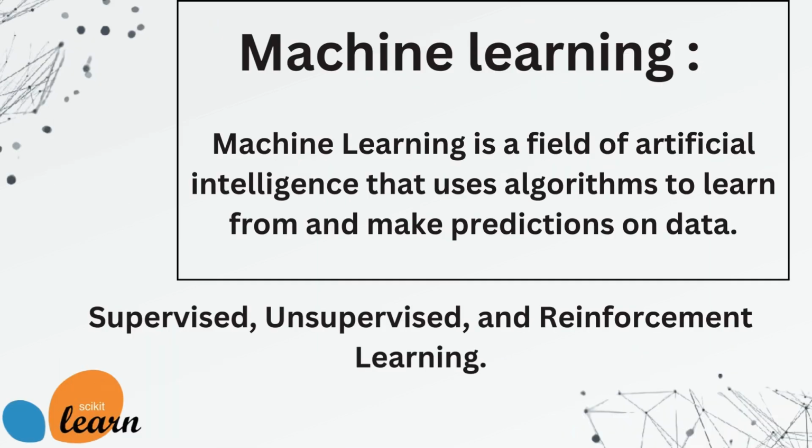Before digging deeper into SKLEARN specifically, first we have to know what machine learning is generally. Machine learning is a field of artificial intelligence that uses algorithms to learn from and make predictions on data. It has a couple of types, like supervised learning, where the model learns from labeled data, and unsupervised learning, where the model learns from unlabeled data or without any labels. And reinforcement learning, where the computer learns by itself by seeing the patterns of the environment or real data set.